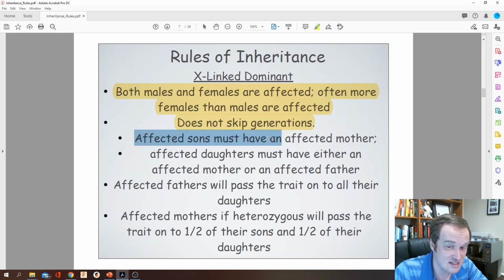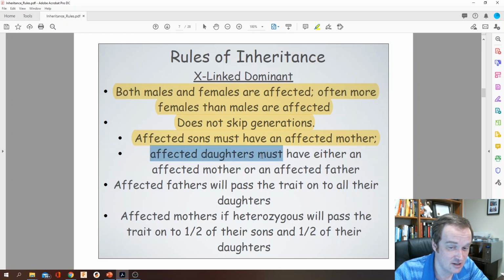The affected sons must have come from affected mothers. If we think about this with the XY sex chromosomes, the reason for that is because if you're a male, you only get a Y from your dad. You can't get your dad's X. So if you're a male and you have the disease, you had to get that X from your mother.